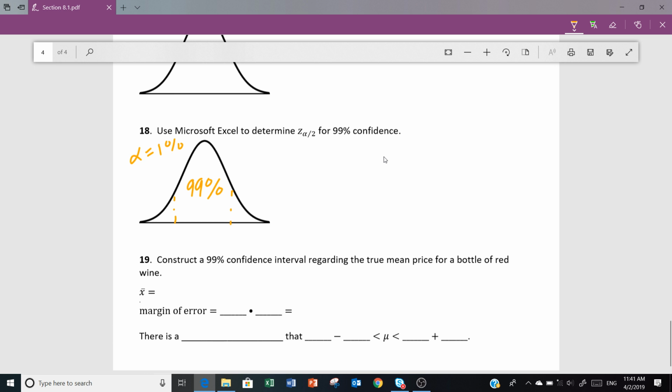And so that means how much do we have on each side? Good, 0.05. So either 0.05%. Wait a second. Yeah. Let's just use area. 0.005 here and 0.005 here. Because 1% is 0.01. So if we divide 0.01 by 2, we get 0.005 on both sides. How do we find the z-value?